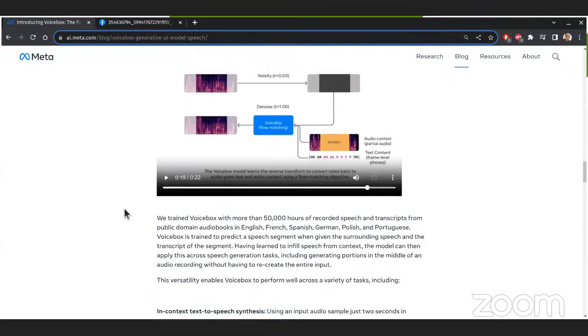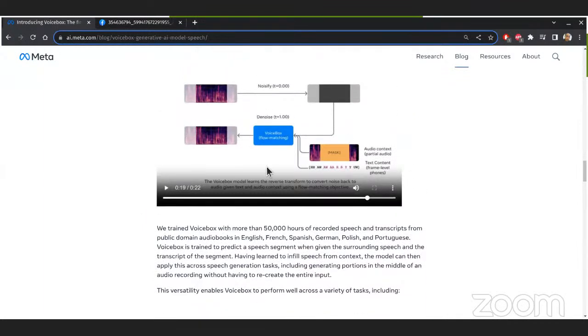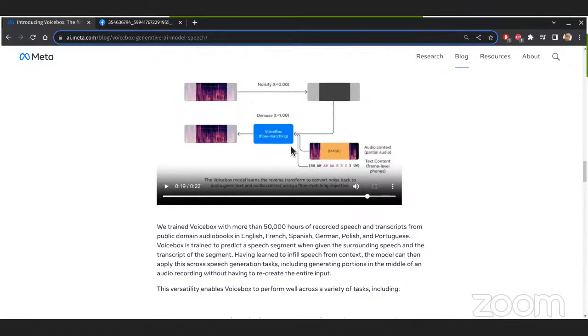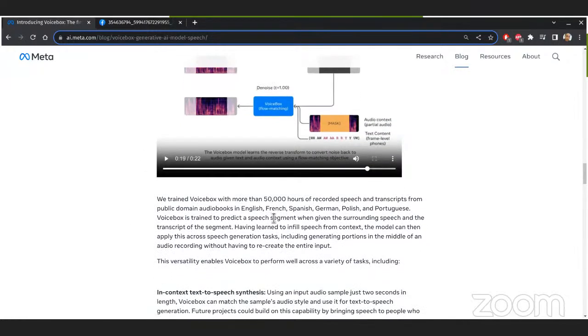The nice thing about this is because the mask is predictive, the VoiceBox model has been trained to help predict and fill within context. I forget what the term was. Anyway, to fill in the mask, to learn from the mask, it is able to do style transfers also across, and infill speech from context. So it's able to learn and infill what was missing or what you had been expecting.